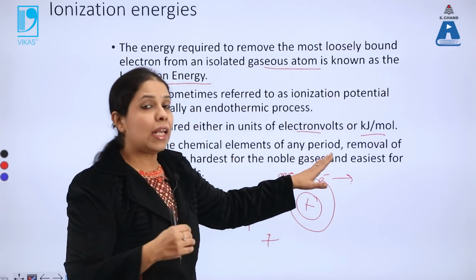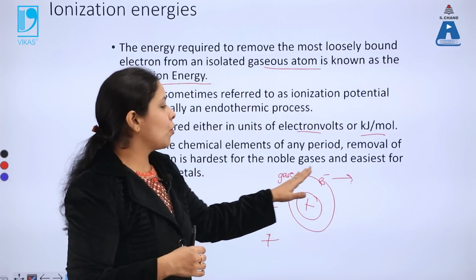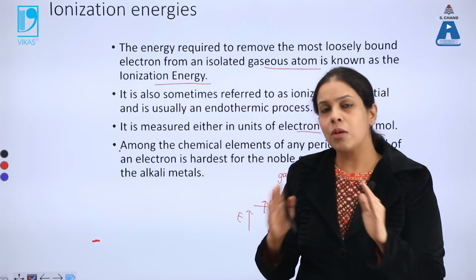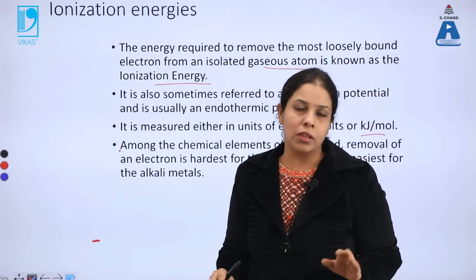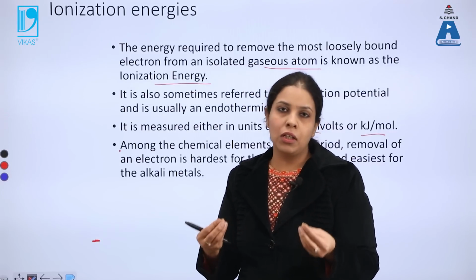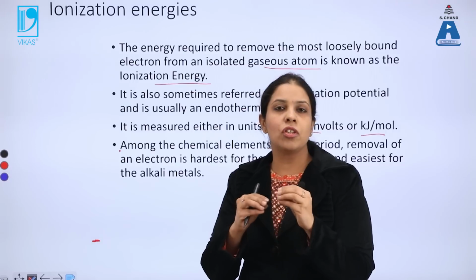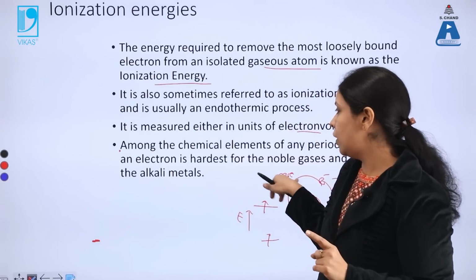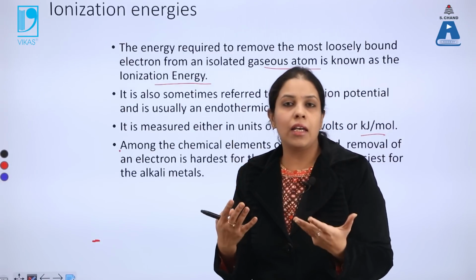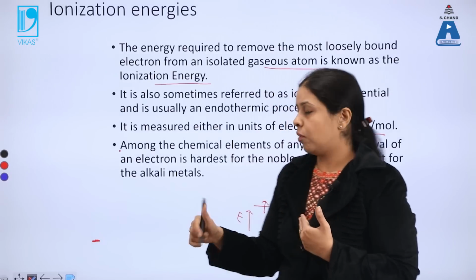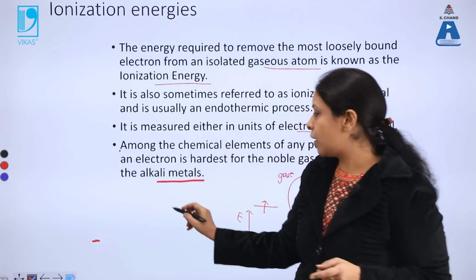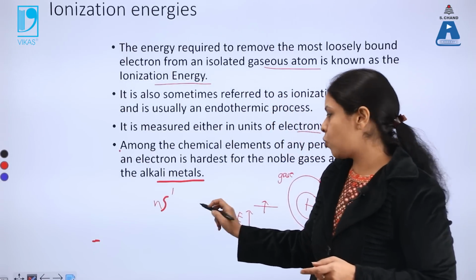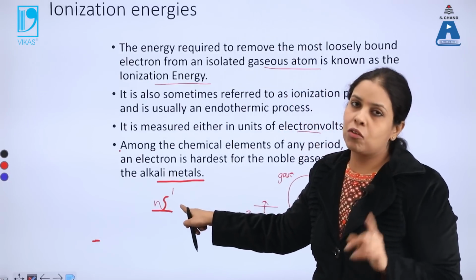Among the chemical elements of any period, removal of an electron is hardest for the noble gas and easiest for the alkali metals. The noble gas configuration, as you all know, is the most stable configuration. The whole orbital is filled there. When the system is stable, it is very difficult to disturb or change it. Since the whole orbital is filled, it is difficult to remove the electron, which means we have to give very high energy to ionize it. And alkali metals, as you know, have the configuration ns1, where n can be 1, 2, 3 and so on. So alkali metals have only one electron in the s orbital.